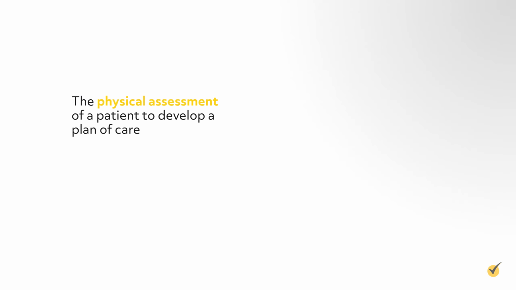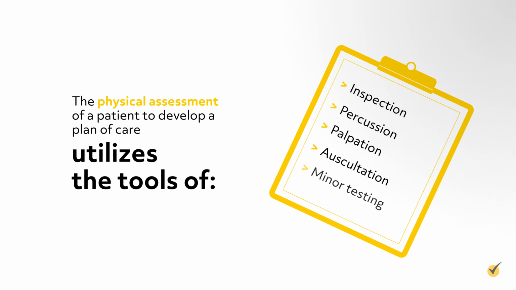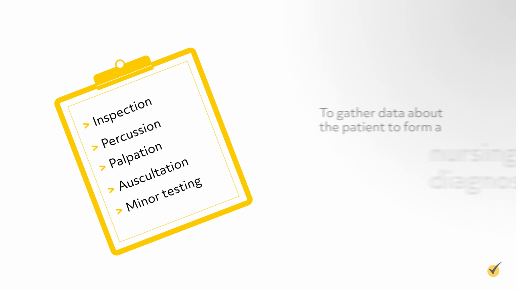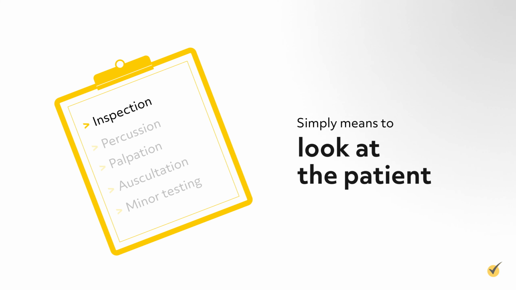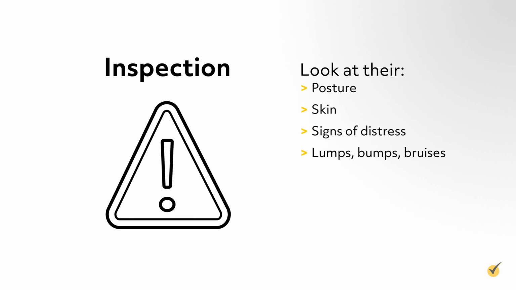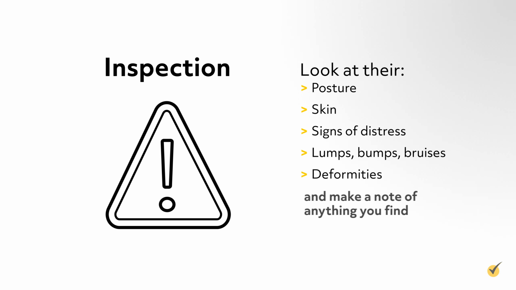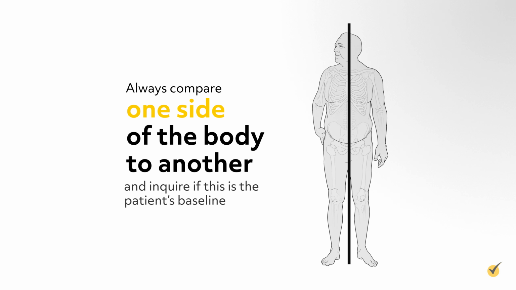The physical assessment of a patient to develop a plan of care utilizes the tools of inspection, percussion, palpation, auscultation, and performance of minor testing to gather data about the patient to form a nursing diagnosis. Inspection simply means to look at the patient. Look at their posture, skin, signs of distress, lumps, bumps, bruises, deformities, and make a note of anything you find. Always compare one side of the body to another and inquire if this is the patient's baseline.